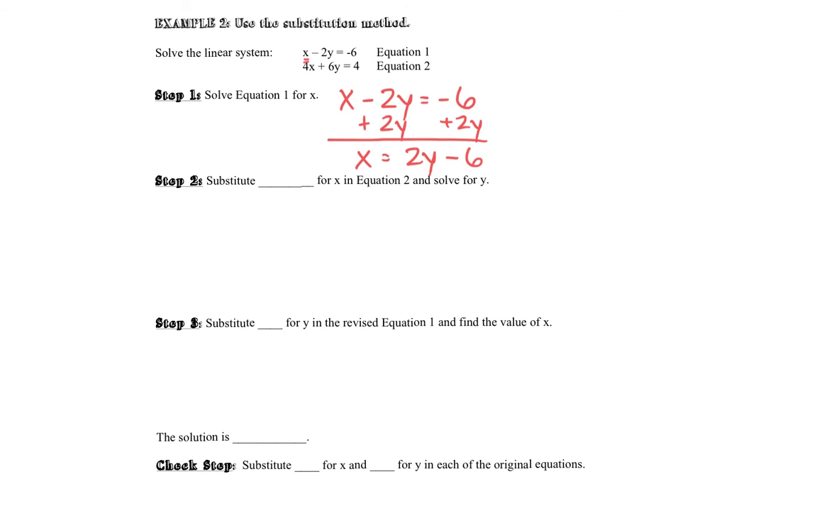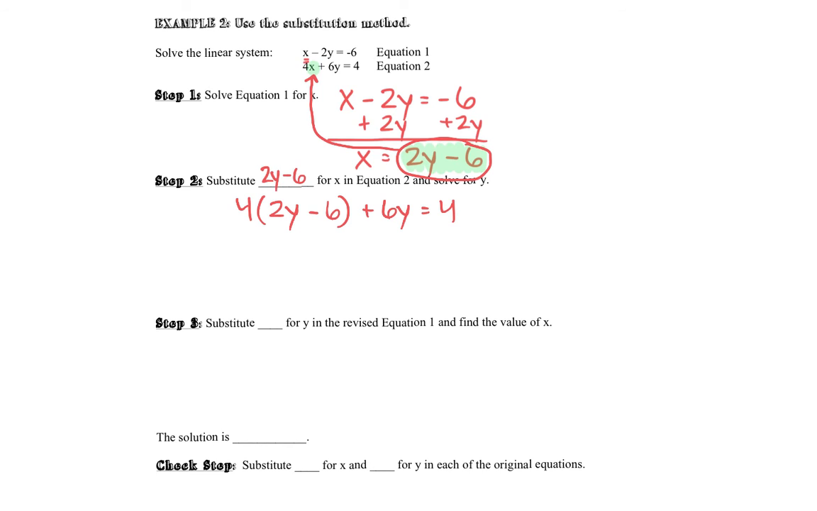Okay, so now my x is by itself, and I know that x is 2y minus 6, and so I'm going to plug that in for x in my second equation. I'm substituting 2y minus 6 in for x, because that's what I found that x equals. Okay, so I have 4, but instead of x, I'm going to put 2y minus 6, and then plus 6y equals 4. Again, I'm taking what I found x to be and substituting it in for the x in the second equation.